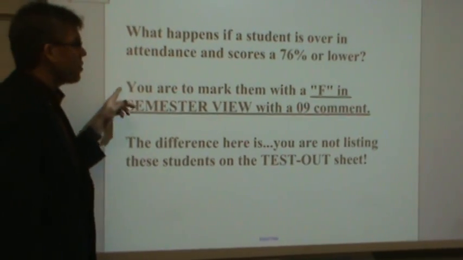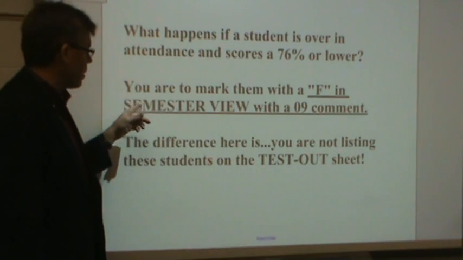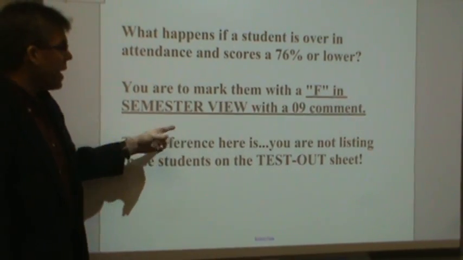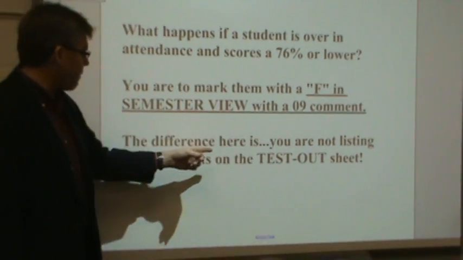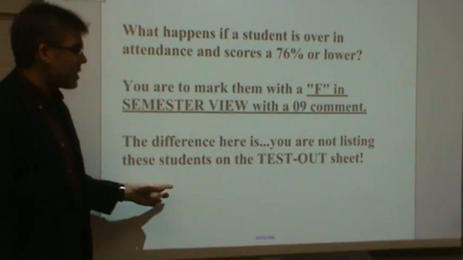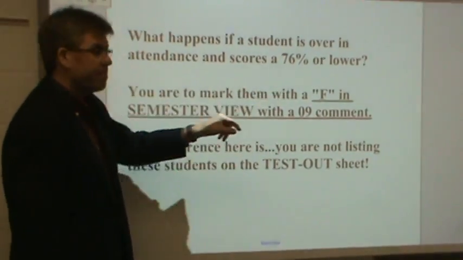What happens if a student is over attendance and scores a 76 or lower? Well, you're to mark them with an F in the semester view and a 09 comment. The difference here is that you are not listing these students on the test out sheet. The reason for it is they did not score a 77 or higher.